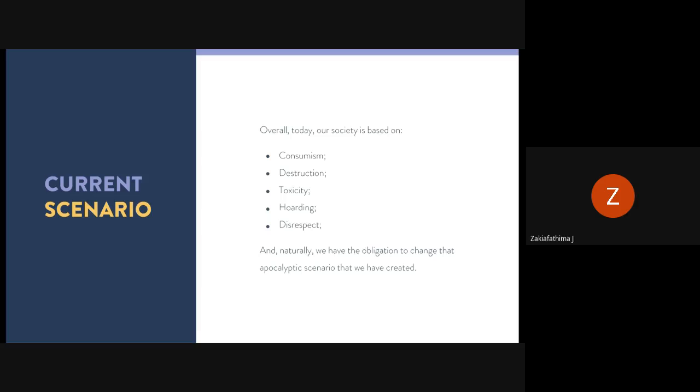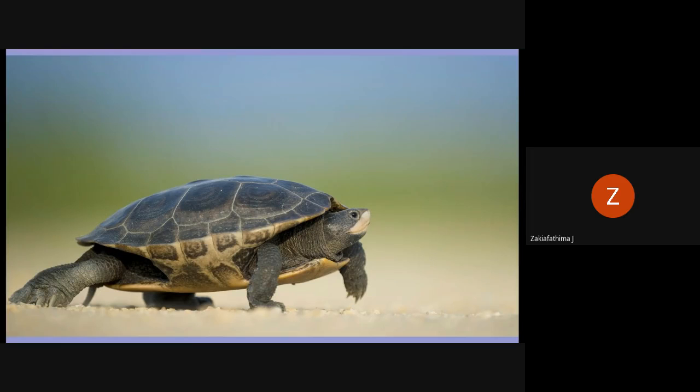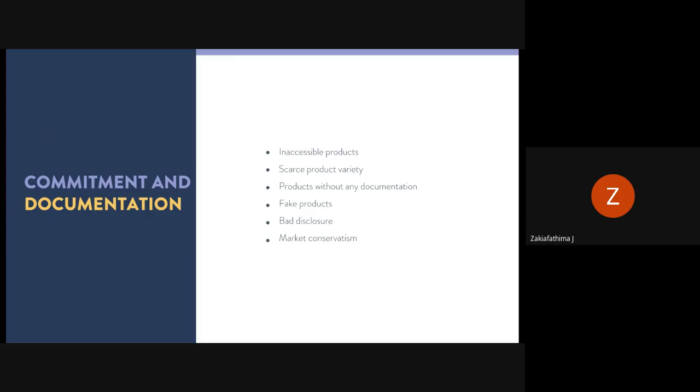To change these scenarios, it's a slow and steady race. The only thing you can do is go about it really slowly, but it has an effect. So, how do you actually stick to this? How do you make improvements to that scenario? Through commitment and documentation. That is how you actually recognize what a sustainable product is, also.